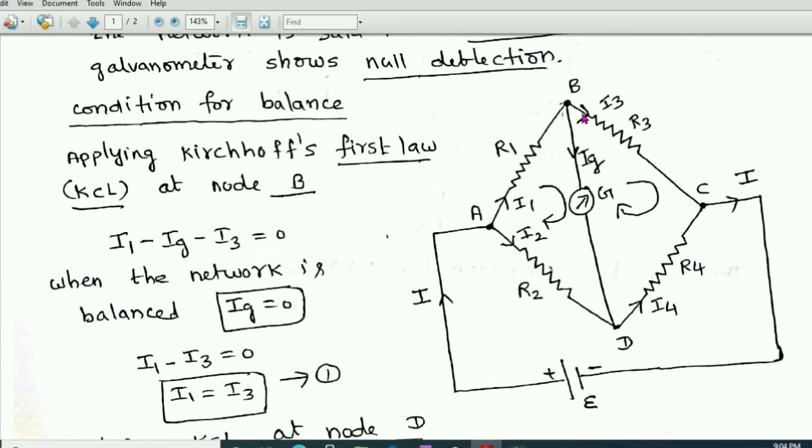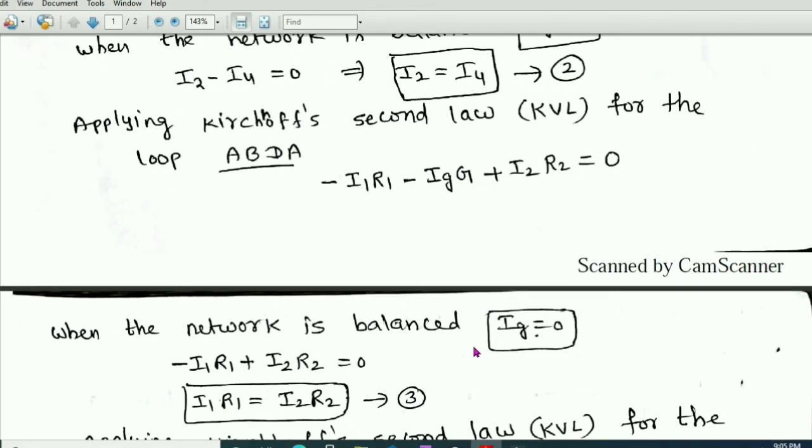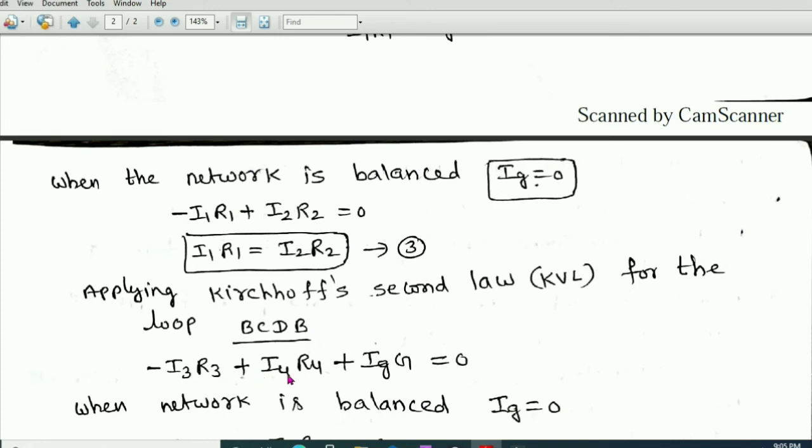Next, after B to C, we go from C to D. While we are moving from C to D, the arrow mark is D to C. We are moving in the opposite direction of the electric current, and when we move opposite to the current, the IR product is positive. So we take plus I4R4. That's why we have written plus I4R4.